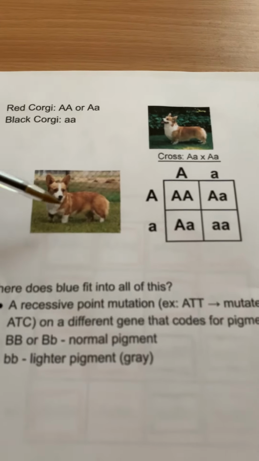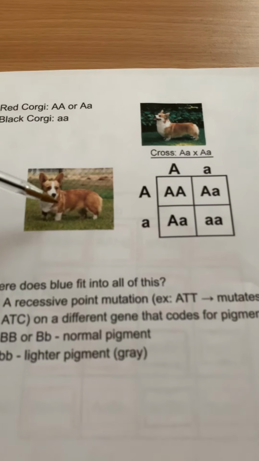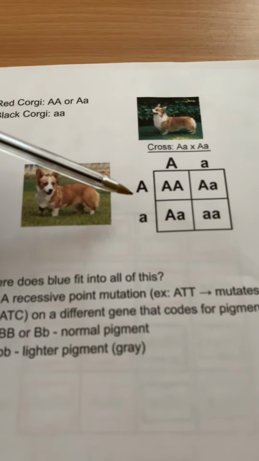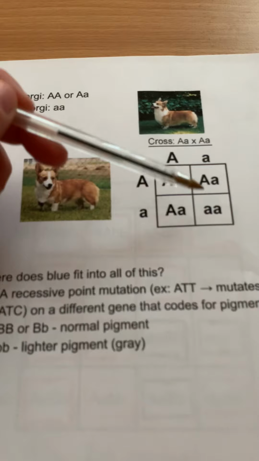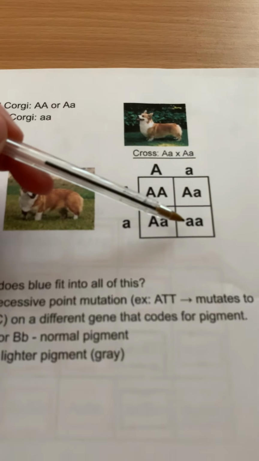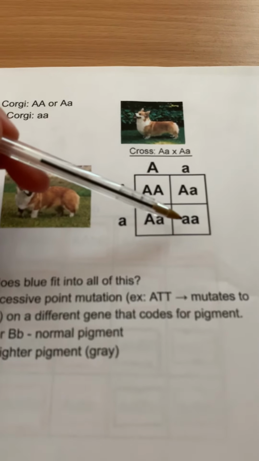So then how do we get a black colored corgi when you have two reds as parents? Well, if they are both heterozygous, you get this 25% chance that you could have a black-headed tri corgi.